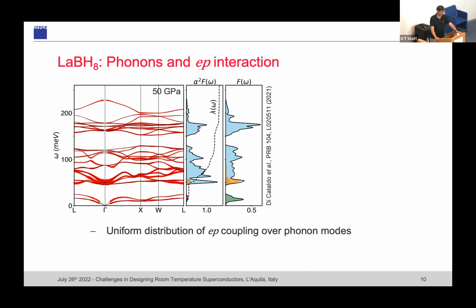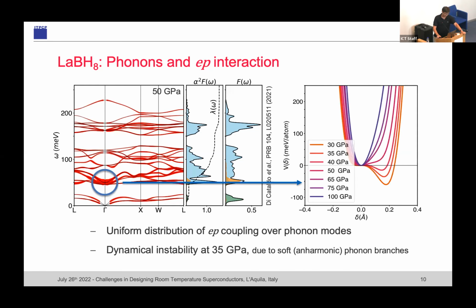And if you calculate the phonons and the electron-phonon coupling for this compound, you realize that the electron-phonon coupling is actually spread over quite a range of the phonon dispersion. So it's not that you have one or two phonon modes that carry almost all of your coupling, but a lot of phonon modes are taking part. And this is because the electronic structure at the Fermi level has so much hydrogen, and you couple to all these hydrogen vibrations.